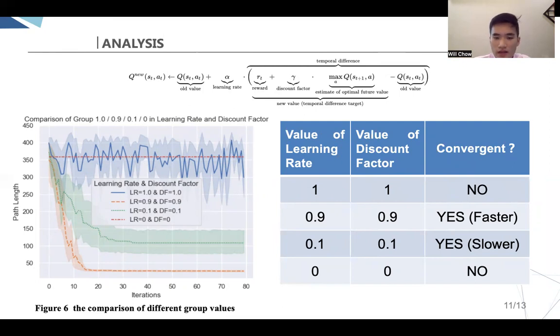Okay, at the end of the experiment, the conclusion can be drawn that when the learning rate and the discount factor are set as 0.9, it can produce a better result.